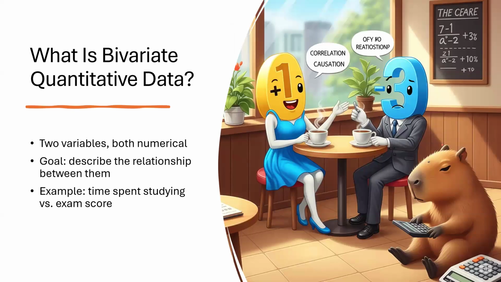Bivariate quantitative data means we're analyzing two variables that are both numeric. For example, we might look at hours worked per week and the amount of money earned, or hours spent gaming and GPA. These pairs of data help us understand how two continuous variables move together. We want to explore the direction of that relationship, its strength, and whether it can be modeled in a useful way.